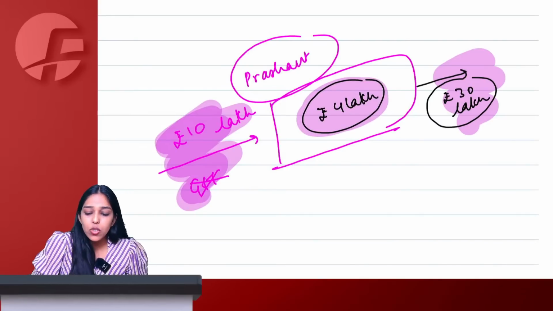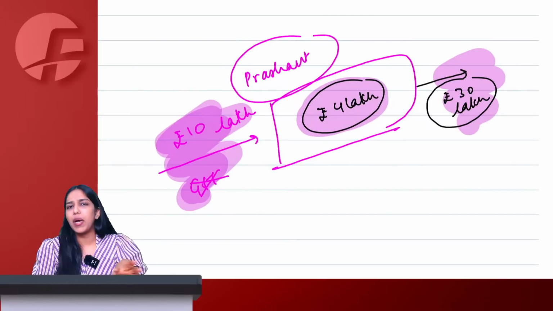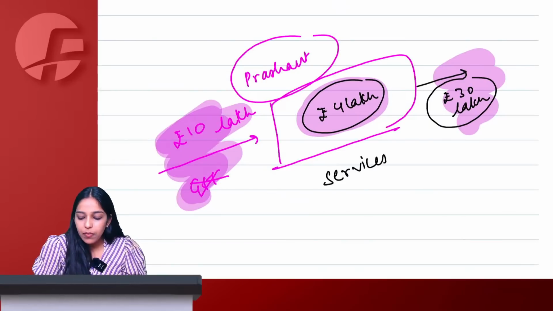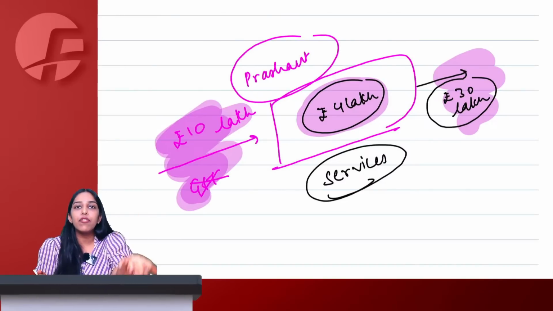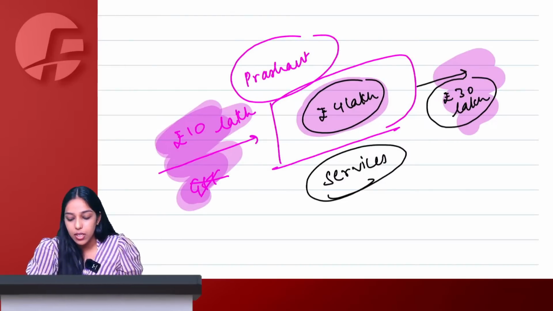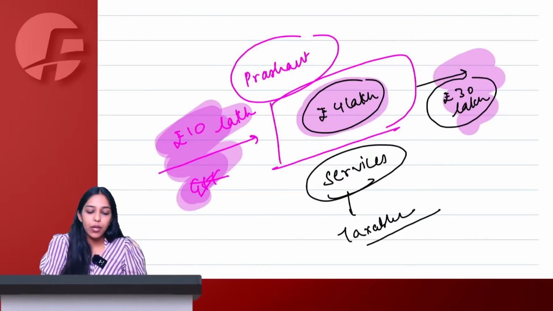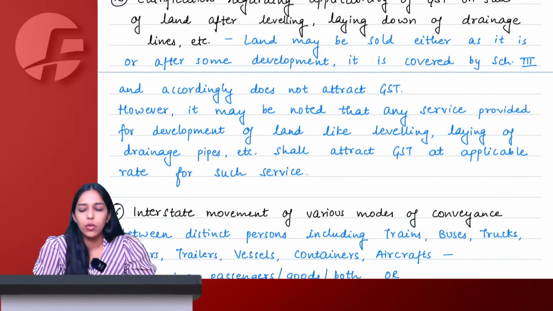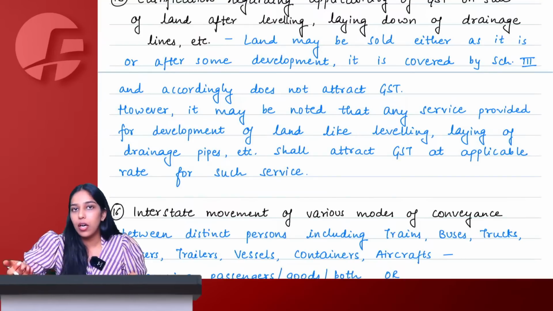So this 4 lakh is normal supply of service that I'm availing from other people. Laying of drainage pipes, doing leveling, putting fencing, these are all normal services that I'm availing in relation to land, but it is not land services. There are services in relation to land that I'm availing from some normal people providing normal services. So this is going to be taxable under GST. This is what is written in this paragraph. Even if I had not explained to you, I'm 100% sure you would be able to self understand this.